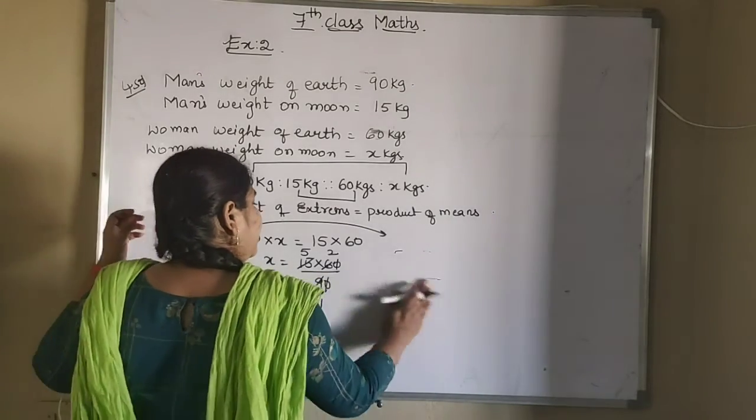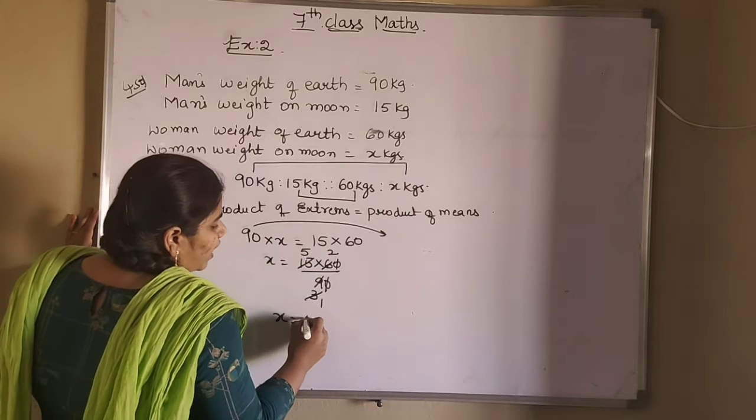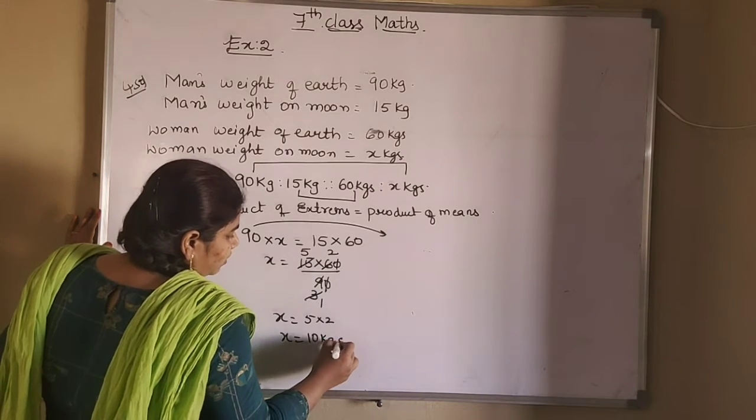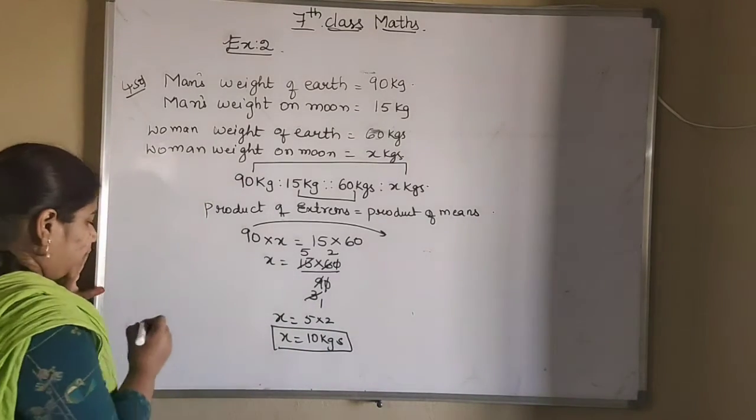Now what is the remaining? We will continue the remaining problem. 5 2s are 10. You got x is equal to 10 kgs. So the woman's weight on moon is how much? 10 kgs.